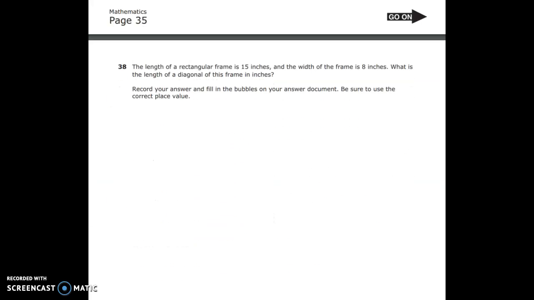Number 38. The length of a rectangular frame is 15 inches, and the width of the frame is 8 inches. What is the length of a diagonal of this frame in inches? Record your answer and fill in the bubbles on your answer document. Be sure to use the correct place value.